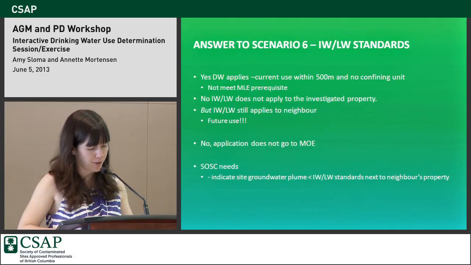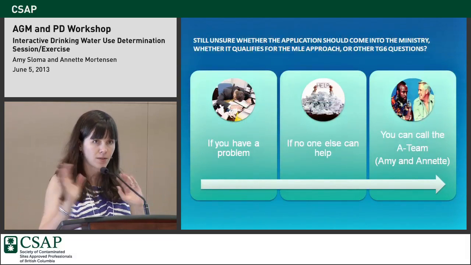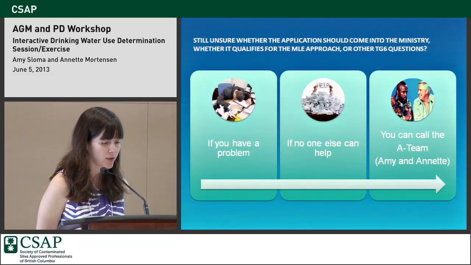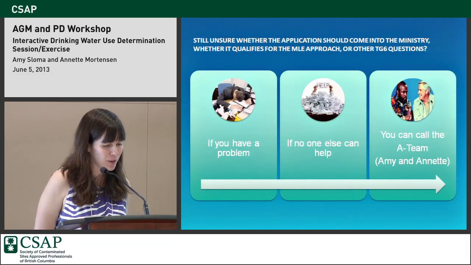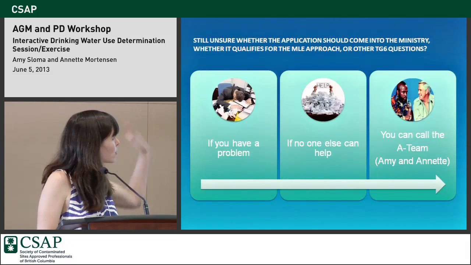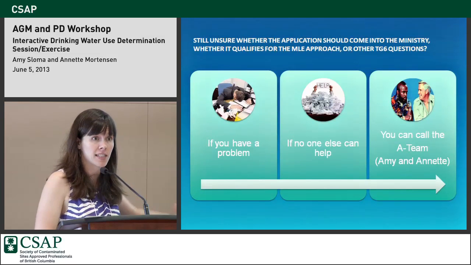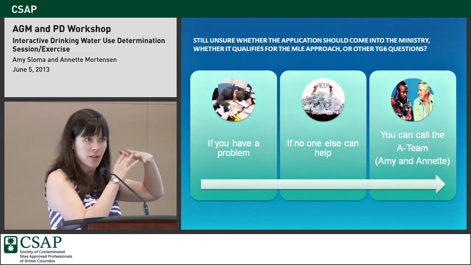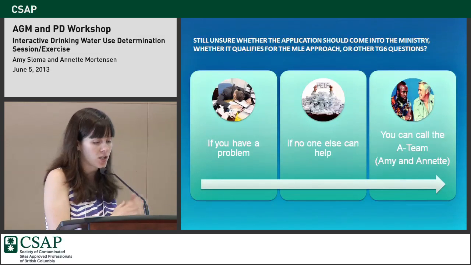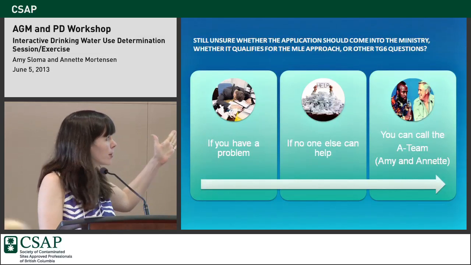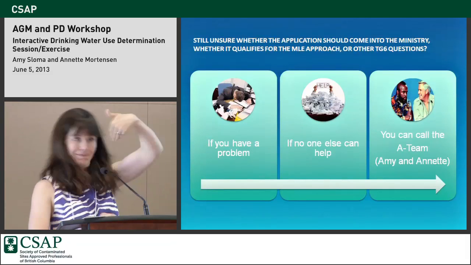So to conclude, so that everyone can get something to eat, there's probably a lot of information that we presented to you all at once. But we've given you these scenarios to work through, and I hope that it was informative. But if you still find that you have a problem, if you're not sure if you should be using the multiple lines of evidence, if your site automatically qualifies through TG6, or you have other questions, if you have a problem, if no one else can help, you can call the A-team. That's us.